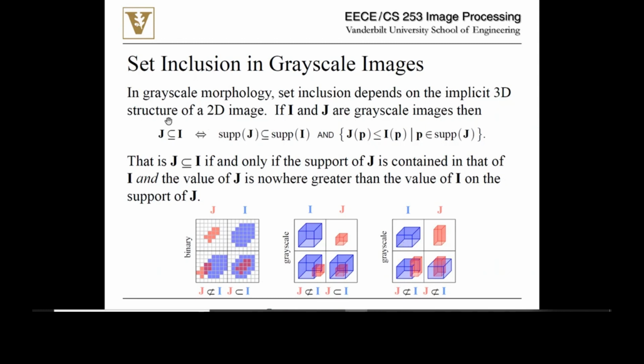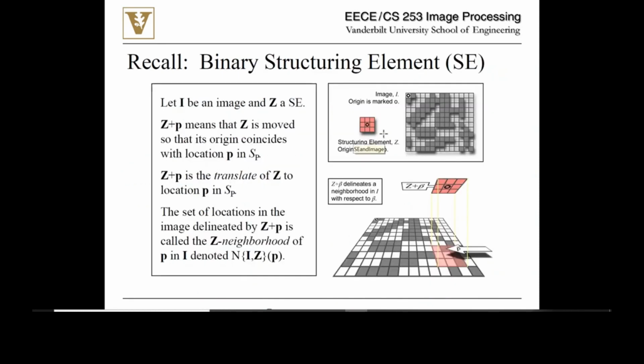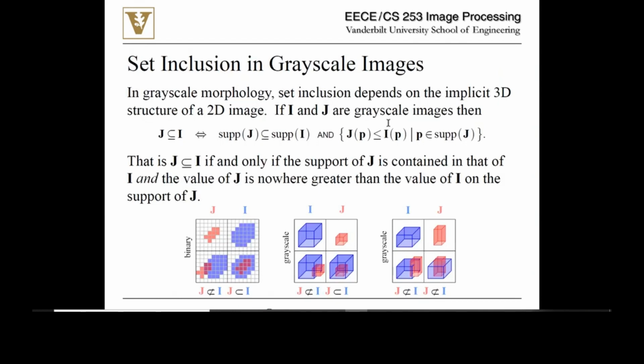So for an image to be included in another image, the support of one has to be inside the support of the other, and the gray values of one have to be always smaller than the gray values of the other. Any question?